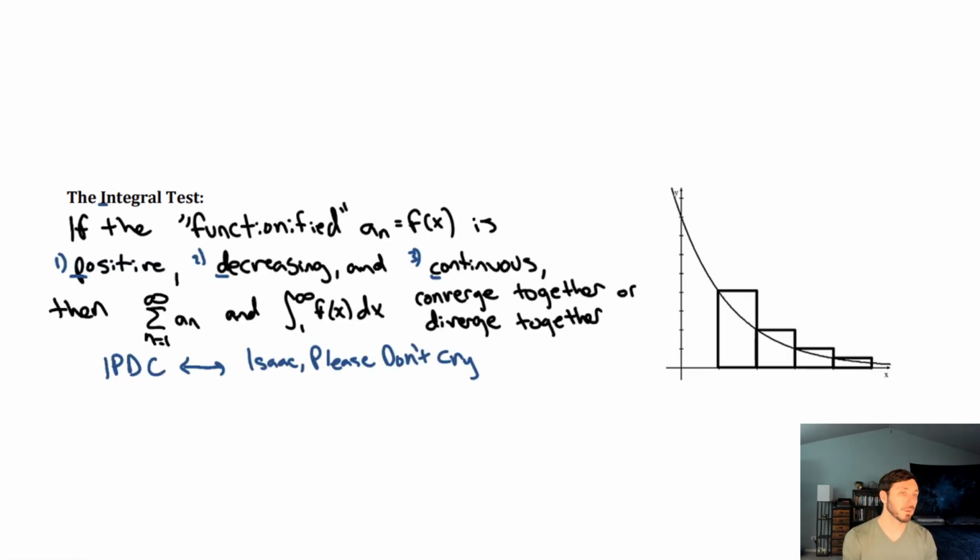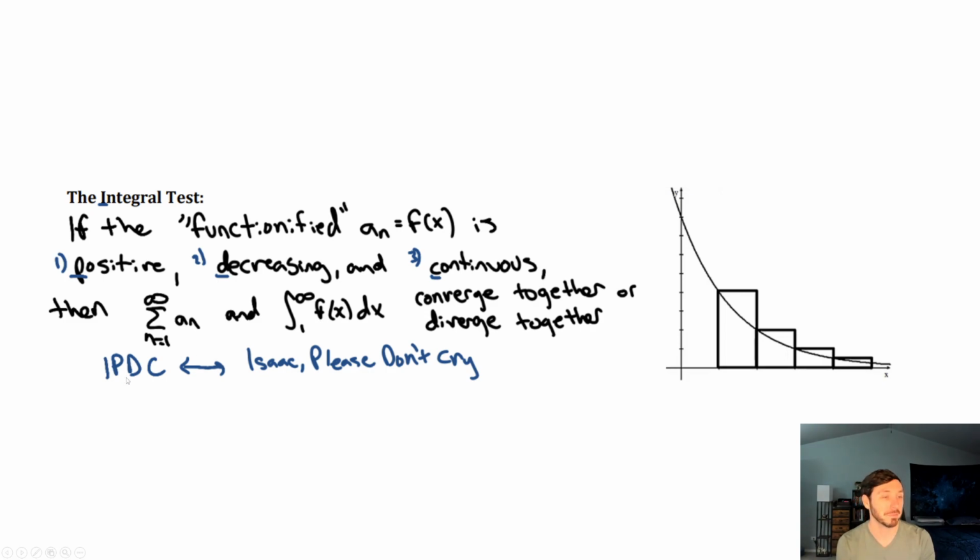If we can functionify our sequence, and we'll say a sub n is equal to some f of x, then we should see if that function is the following: positive, decreasing, and continuous. If it meets those 3 parameters, then the series we were originally given and the integral we're comparing it to will either converge together or diverge together. So that's a lot to remember.